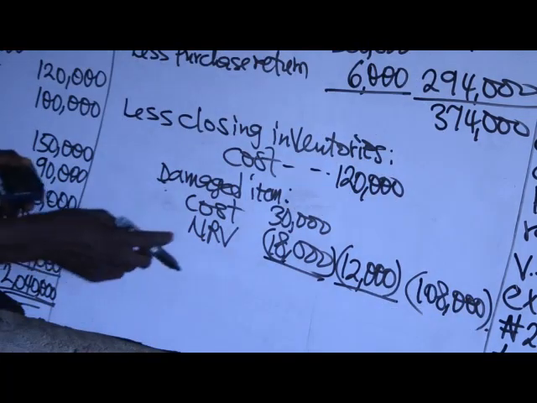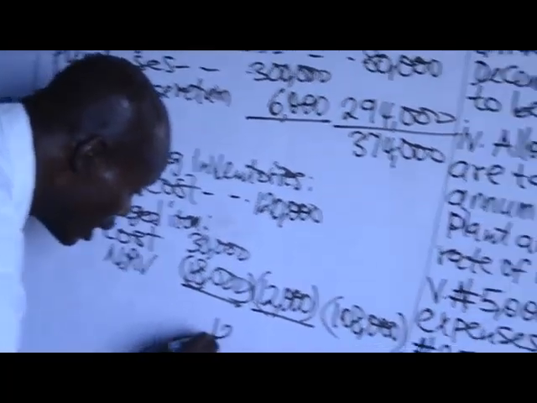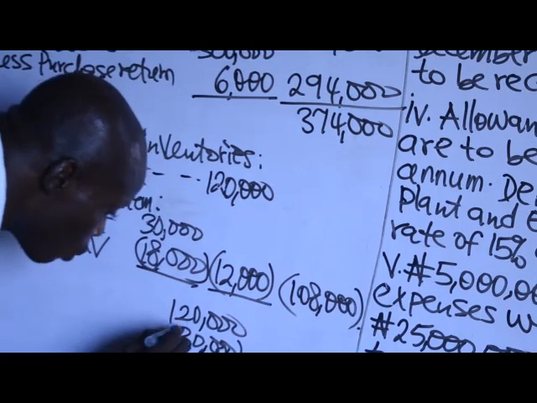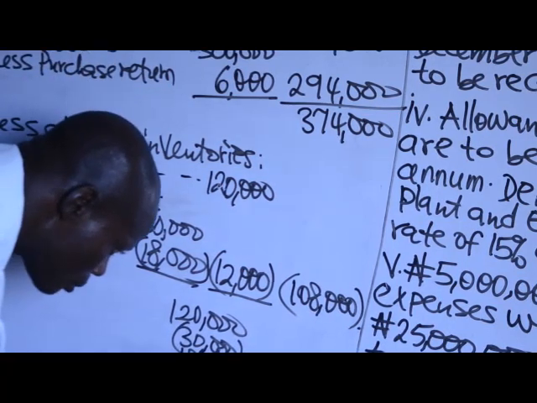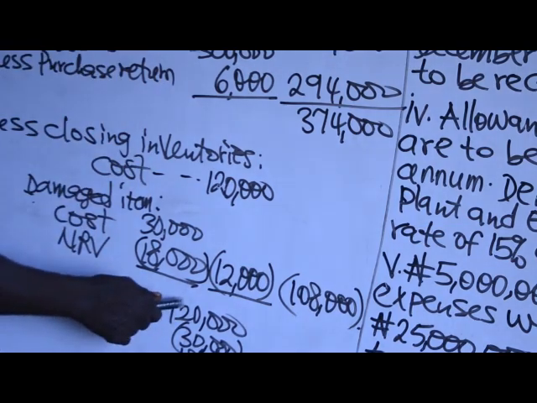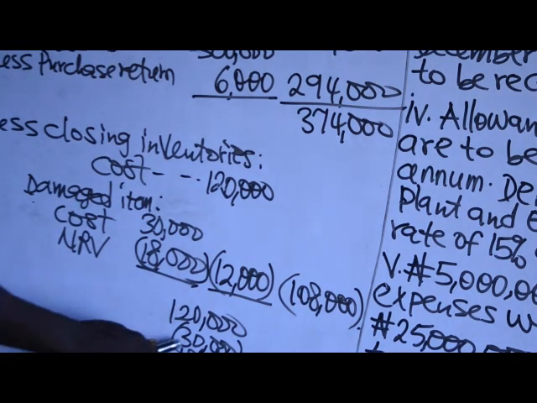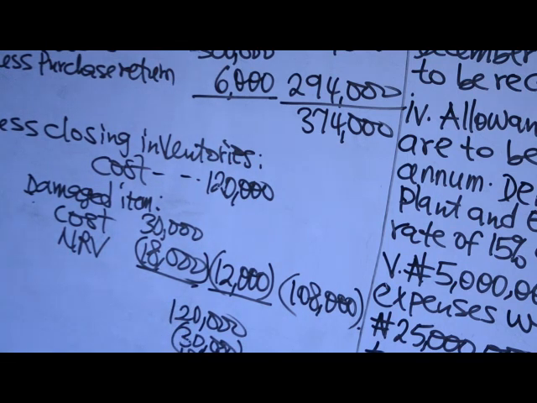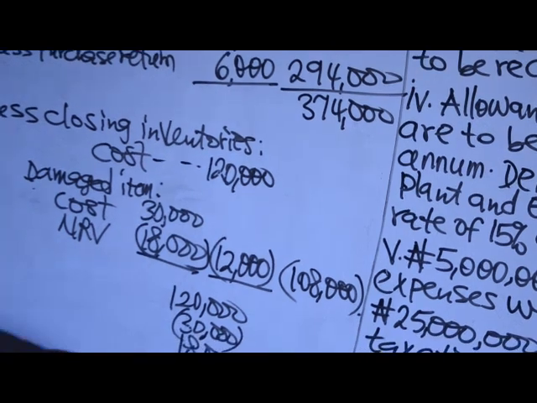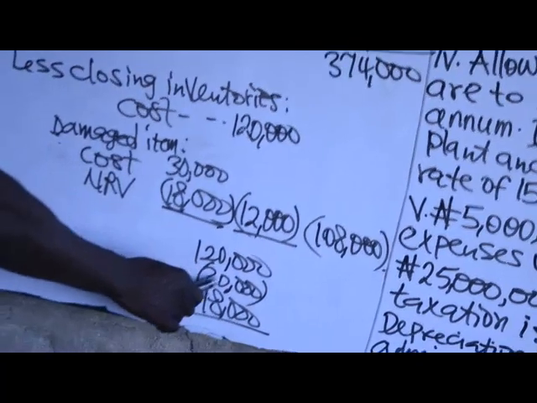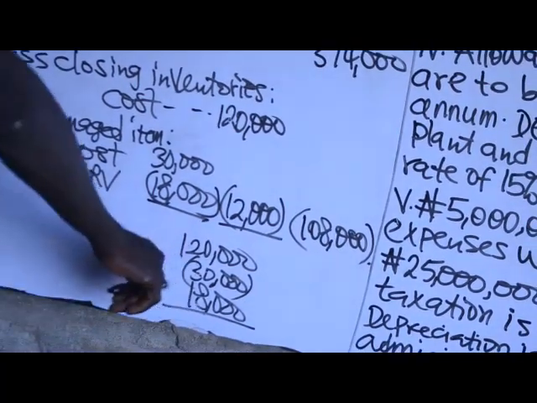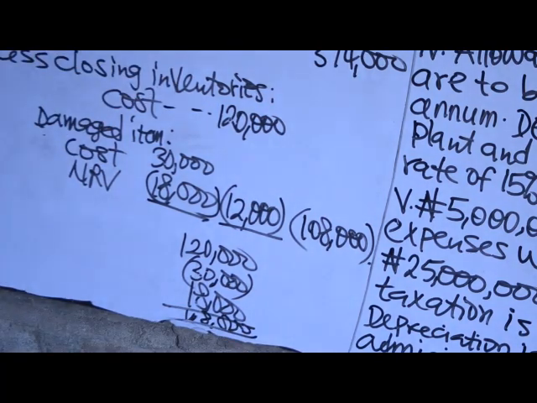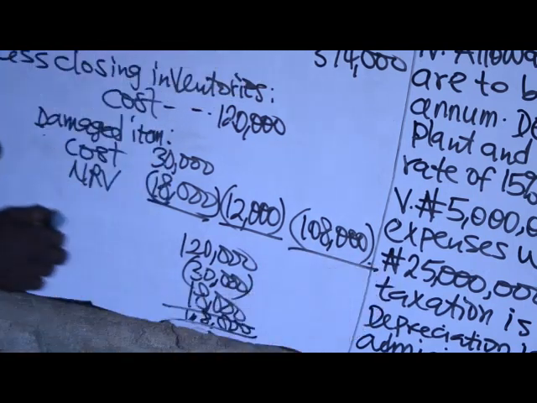Alternatively, you can just put the closing inventory of 120 million minus the 30 million which has been included, which is damaged. Then you add 80 million. The cost of the entire inventory is 120 million. The damaged one is 30 million. If you have 120 million minus 30 million, that will give us 90 million. If you now add the net realizable value, the amount this 30 million can be realized, which is 80 million, then you have 108 million. So, inventory should be measured at the lower of cost or net realizable value.